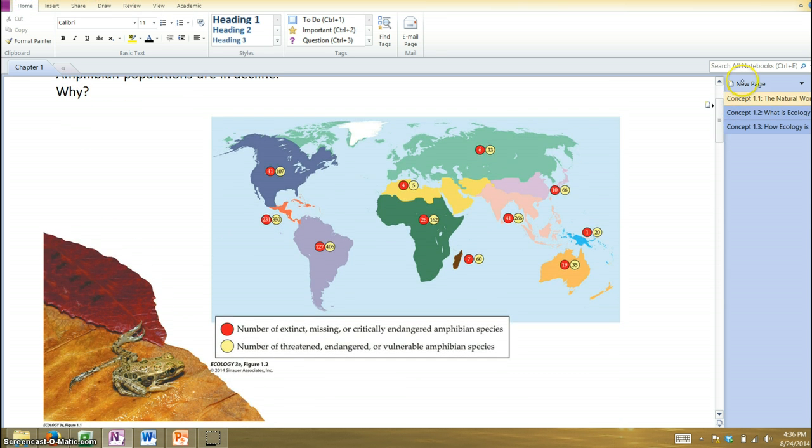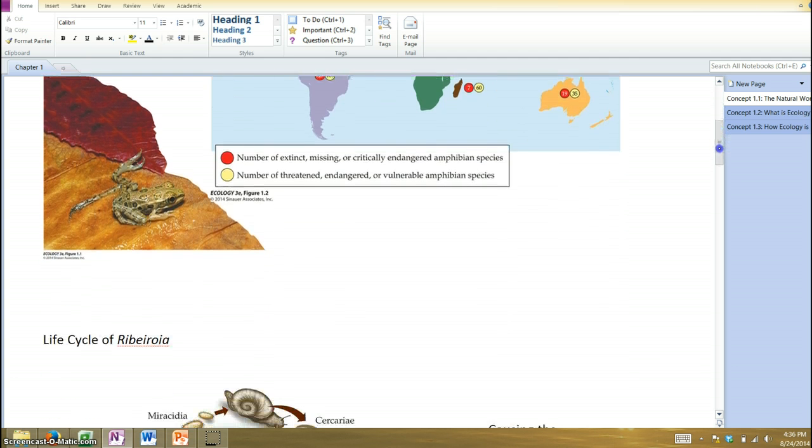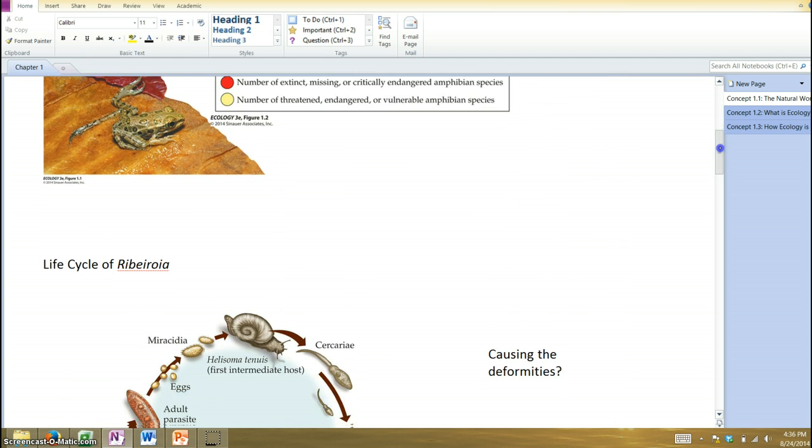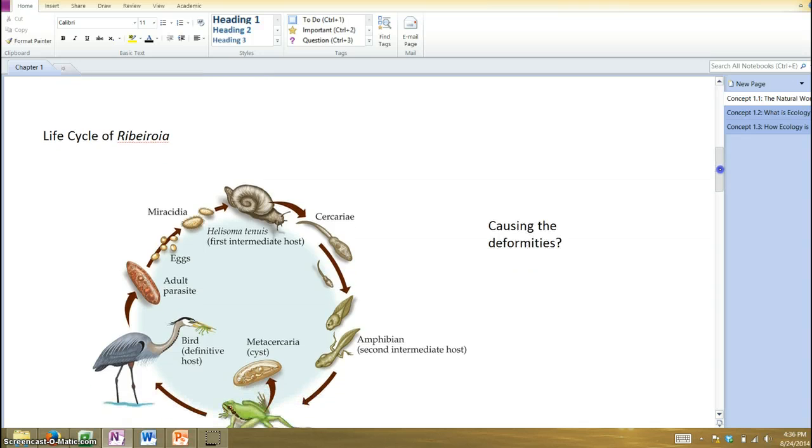We start with a discussion of amphibians and the observation that amphibians have been in decline for a while now. That is, the number of extinct species is fairly high, and the number of threatened or endangered species is fairly high in different parts of the world and has been increasing. So, of course, from that observation, the question is, well, why are amphibians having a hard time of it?